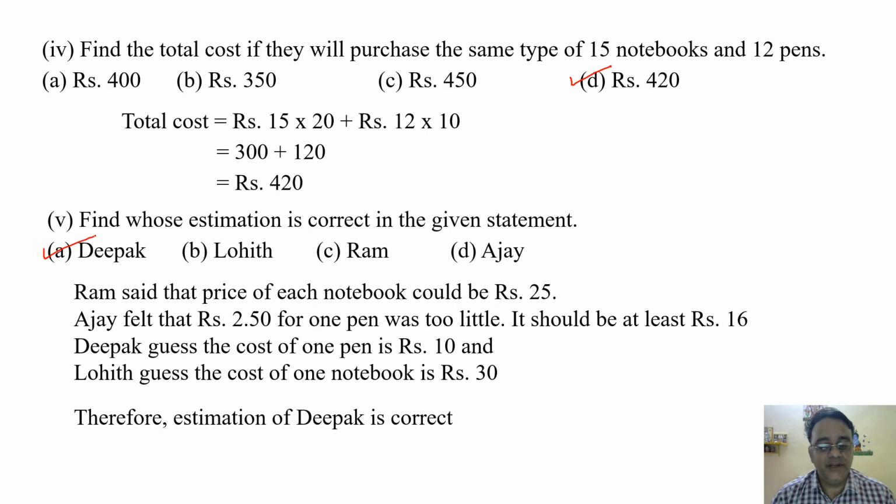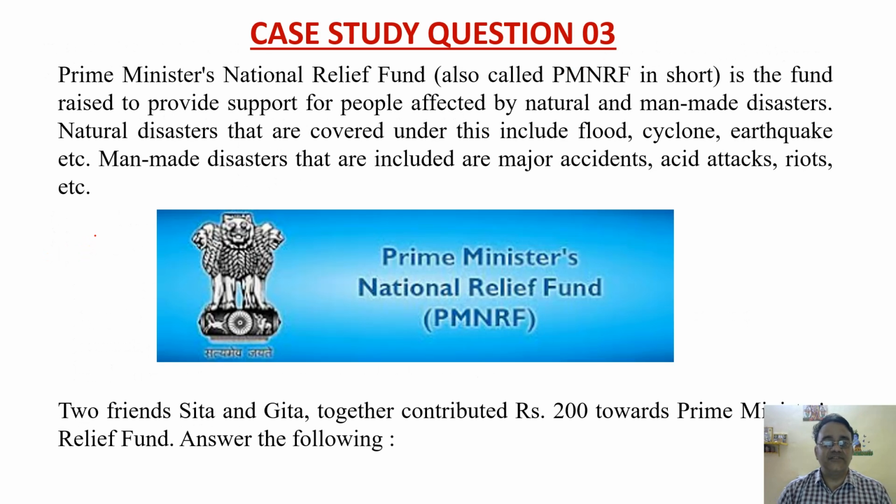Right. So now we are moving toward the next case study question number 3. Prime Minister's National Relief Fund, also called PMNRF in short, is the fund raised to provide support for people affected by natural and man-made disasters. Natural disasters covered under this include flood, cyclone, earthquake, etc. Man-made disasters that are included are major accidents, acid attacks, riots, etc. Two friends, Sita and Geeta, together contributed rupees 200 towards Prime Minister's Relief Fund.